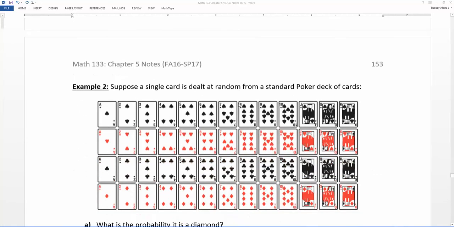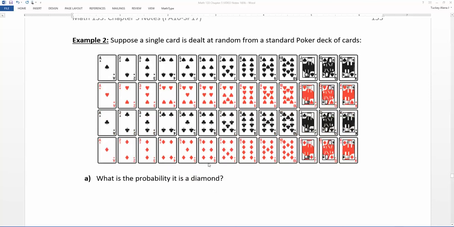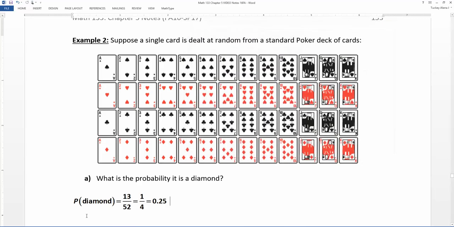All right, let's take our knowledge and apply it to a new problem. Let's look at poker cards, a standard poker deck. So first of all, what is the probability that you have a diamond? Well, that's not a hard probability to calculate at all. There's 13 diamonds out of 52. So the probability of diamond is 13 out of 52, which is, everybody knows, 1/4, because a fourth of the deck would be diamonds, which is 0.25. So far, so good, right? That's an old question that we've seen before.